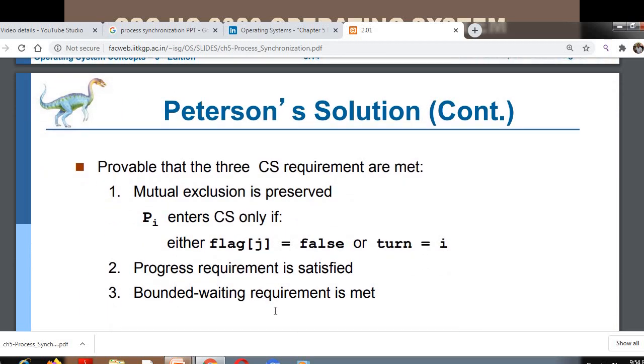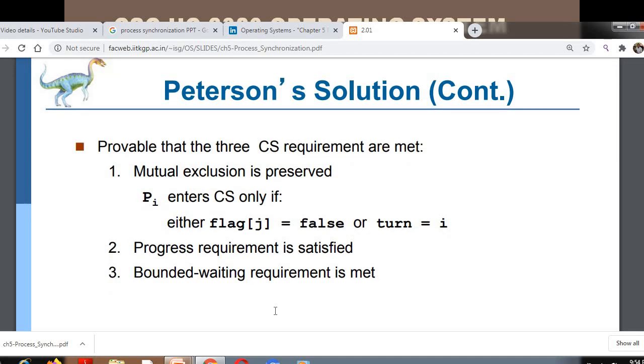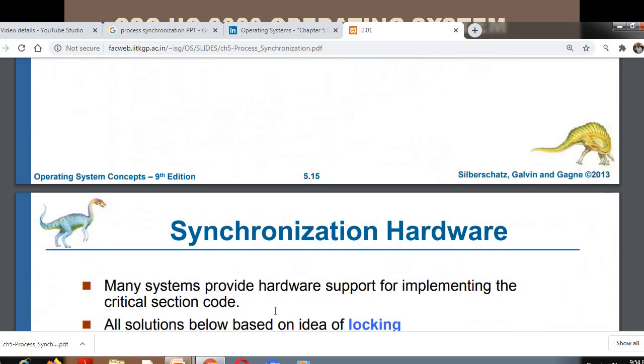Peterson's solution is provable that the three critical section requirements are met. Mutual exclusion is preserved, since Pi enters the critical section only if flag[j] equal to false or turn equal to i. The progress requirement is satisfied and bounded waiting is met. That is why Peterson's solution gives the solution of the critical section problem.